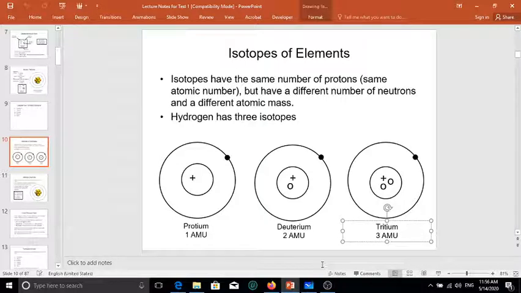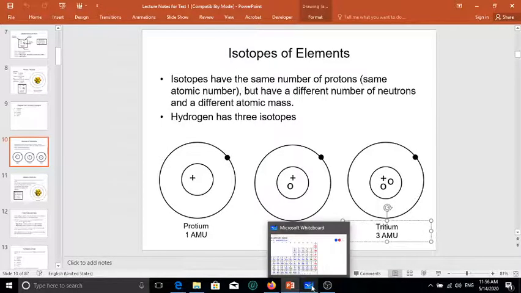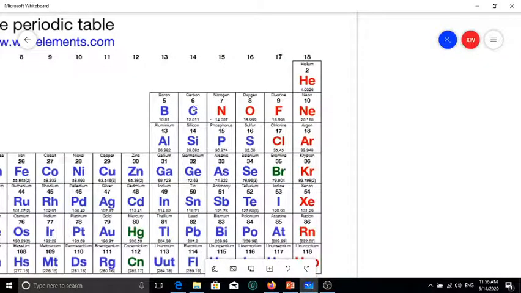Now we want to take a look at another example of isotopes. Like I said, there's no exception. All of the elements on the periodic table have isotopes. For instance, when you look at carbon, which is number 6, where 6 is the atomic number.